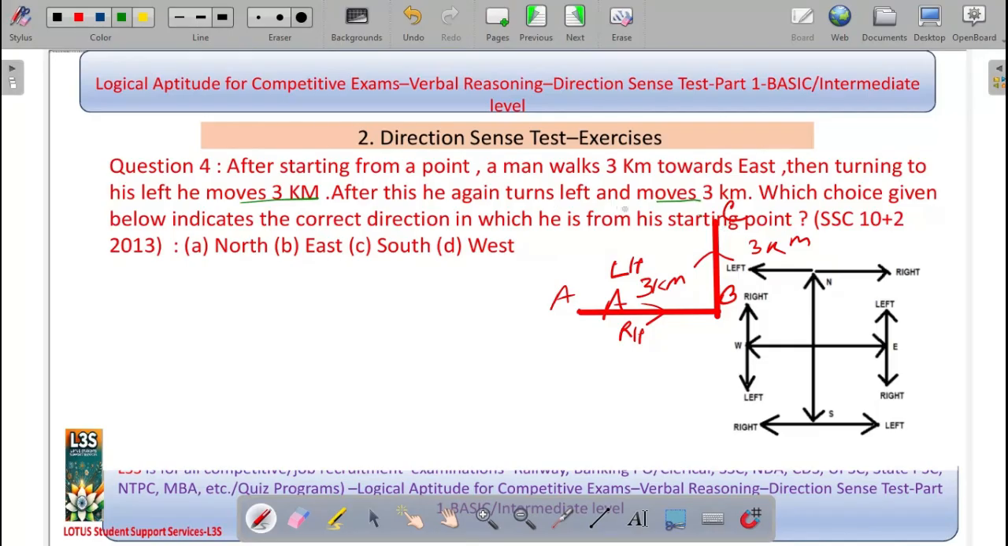After this, when he is moving from B to C, his right side will be this one. This is the right side, right hand, and this is the left hand. So this is right, this is left. So he again moves 3 km this side. So from here again moves 3 km.